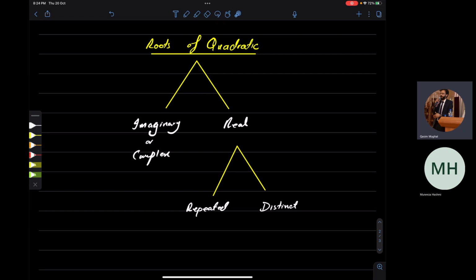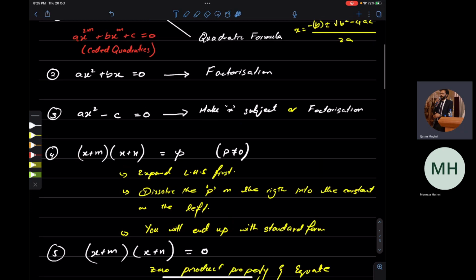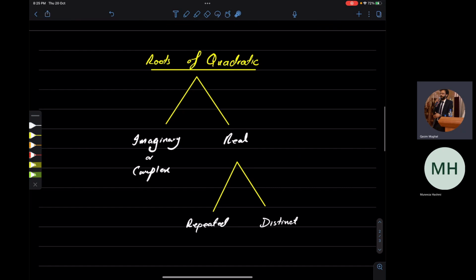Now, what do we actually mean by this? Imaginary roots means that you won't be able to solve the given quadratic equation by the methods which are mentioned up here. These methods which are mentioned up here, you won't be able to solve with any of them. So technically, you won't be able to solve the equation.